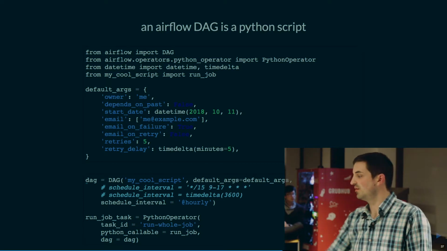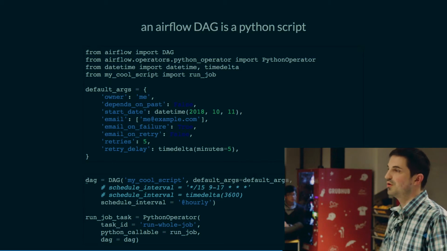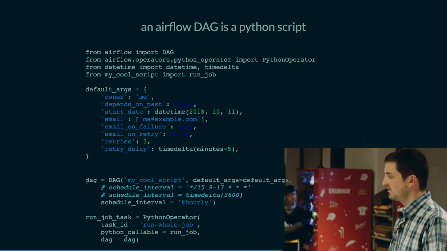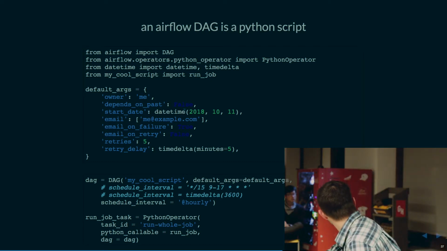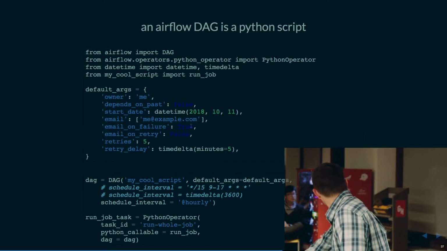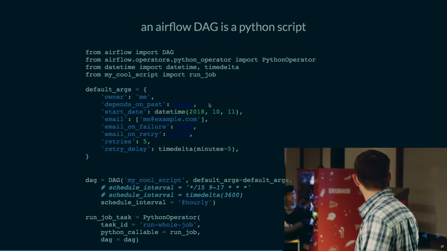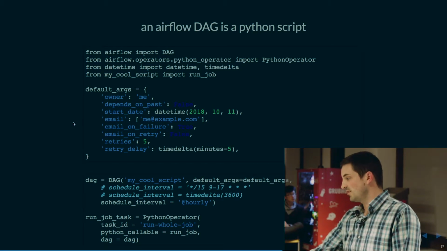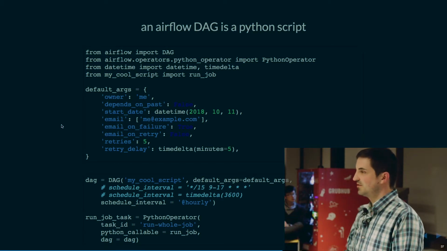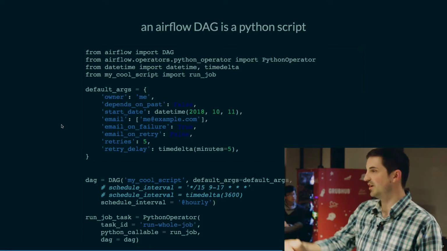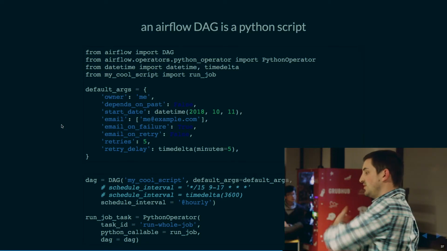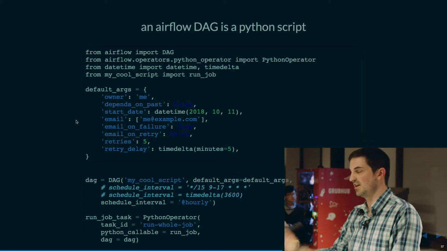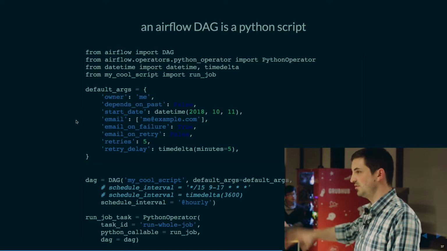You give it some default arguments. So you say, who owns this task? Who owns this DAG? Does it depend on the past? It says, I don't know, false, I think, but it's blue, so I can't read it. Sorry about that. You give it a date to start, which means you can put it way in the past, and when you kick this off, it'll go and backfill all of those dates. Or you can give it a date like today and say, don't worry about the history, just go from now forward.